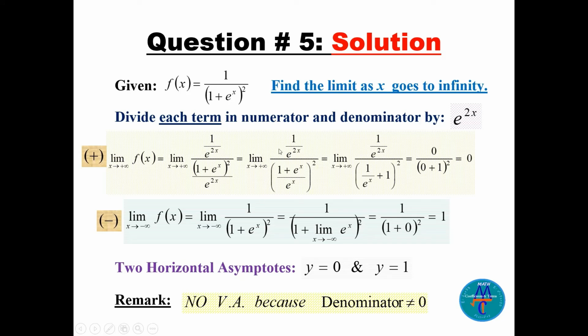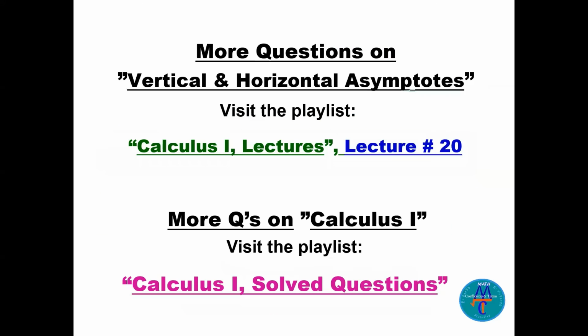You have to study these and make sure you understand them. No vertical asymptotes also in this case, because no value will make the denominator 0. Because e to the power x, whatever x is, is positive. Plus 1 is positive. Squared is positive. And no value for x will make the denominator 0. So that's why we have no vertical asymptotes.